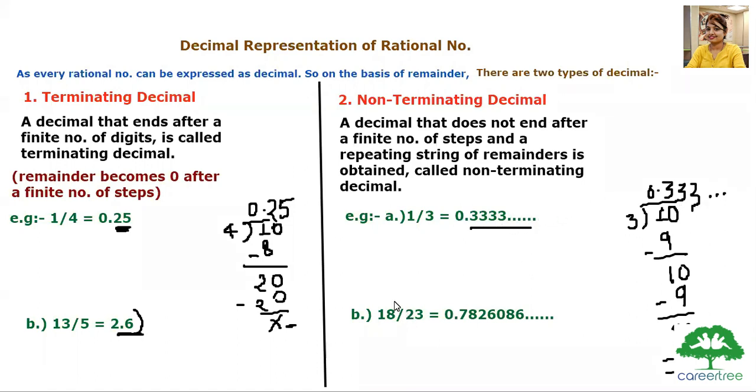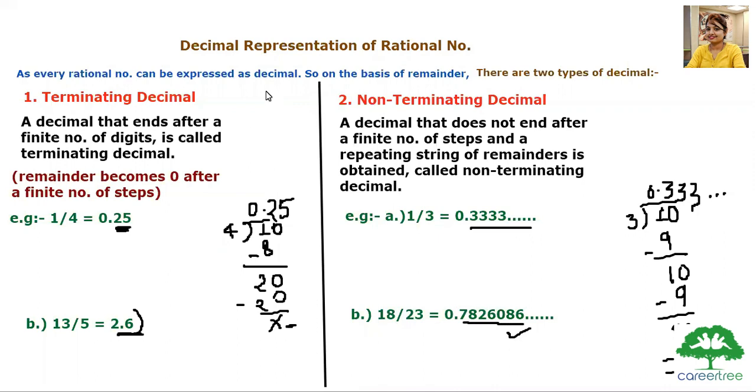In the same way, if you convert 18 by 23 in the form of a decimal, you are going to get 0.78268086 and so on. In this way, we can also say that the decimal part is not terminating, it is continuing, right? So this type of decimal we say is a non-terminating decimal.